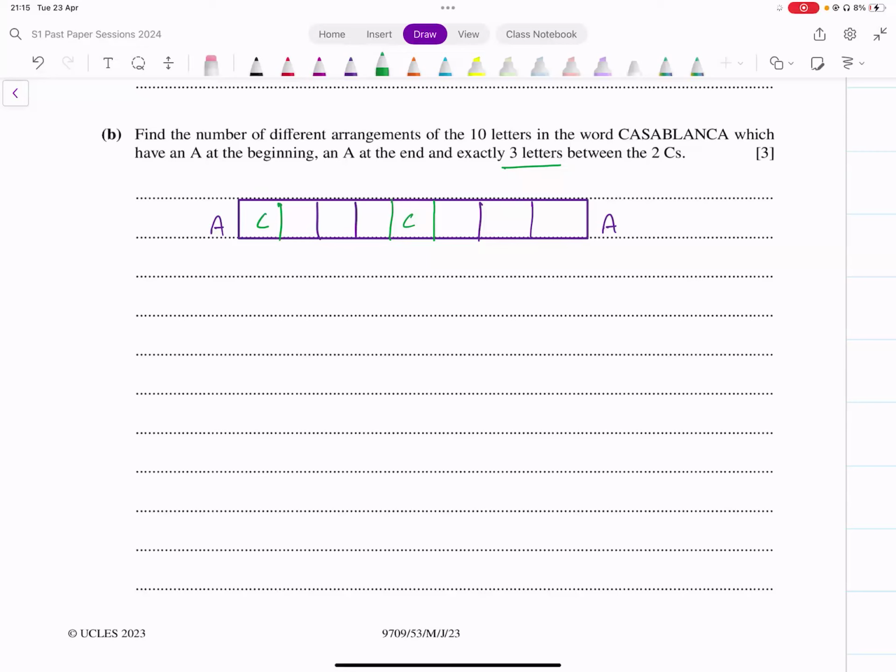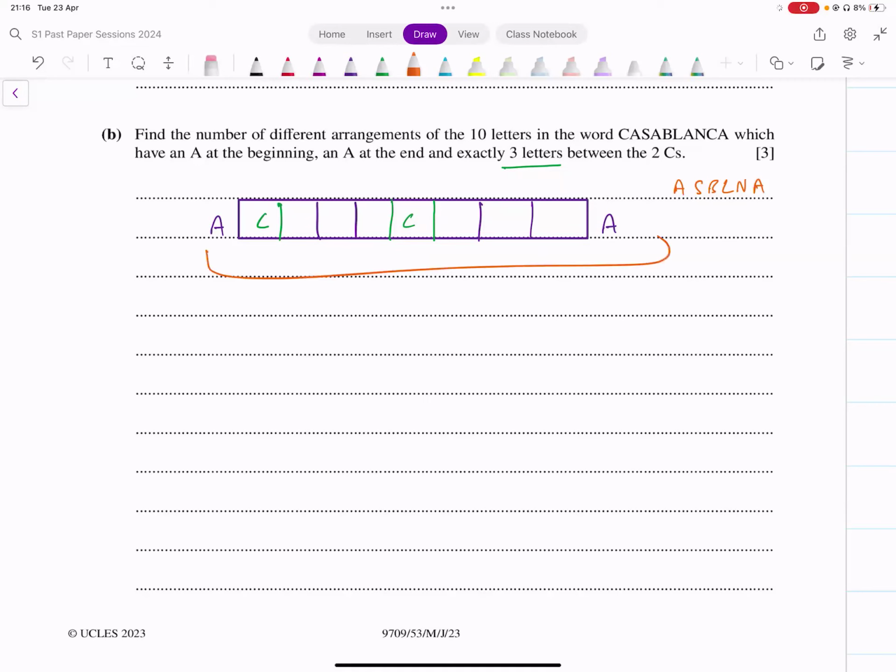What are the remaining letters that you have not placed yet? The remaining letters that you have to place in the rest of the boxes are S, B, L, N, C, and 1 A is also left. Are there 2 A's left? There are 2 A's left. 1, 2, 3, 4, 5, 6, 7. How are they 7? There should not be a C there. Okay, these are the remaining letters. Amongst the remaining letters, we've got 6 letters. Out of them, 2 are identical.